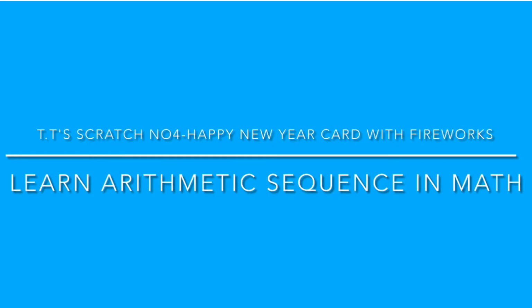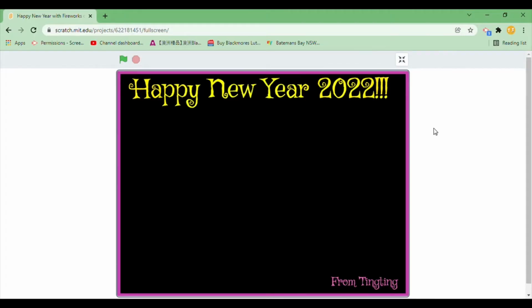Now, today is 2022, the first year. Happy New Year. Today we'll be learning how to make a Happy New Year music card with fireworks. So let's see what it looks like. When you press the green flag, the program runs.